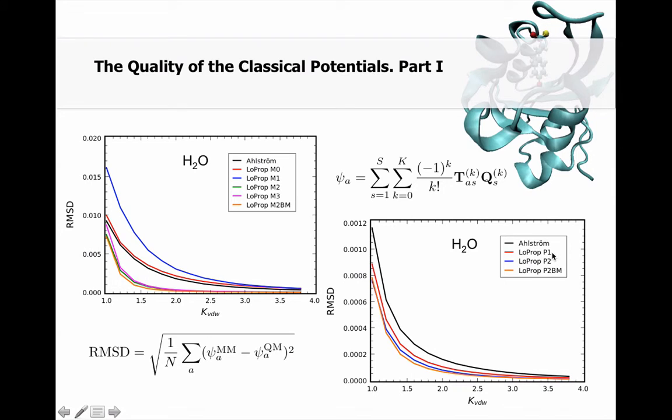polarizabilities. Here, using the red curve, we have only isotropic polarizabilities. Using the blue curve, we have anisotropic polarizabilities. And using the orange curve, we have also polarizabilities at the bond midpoints.